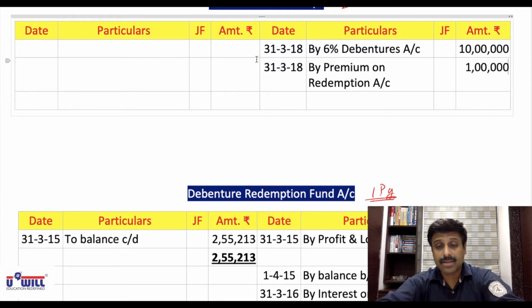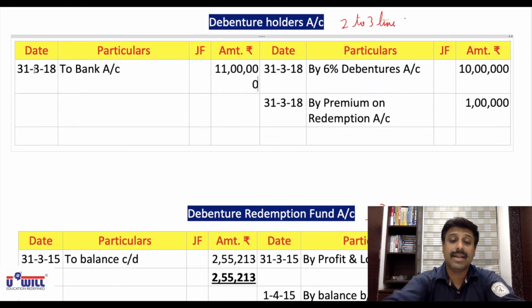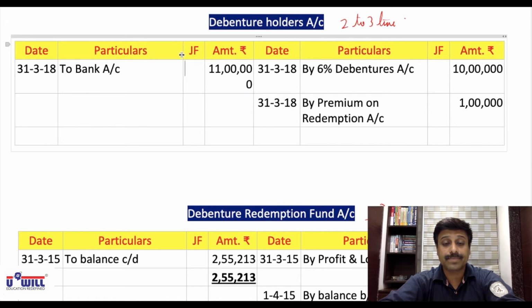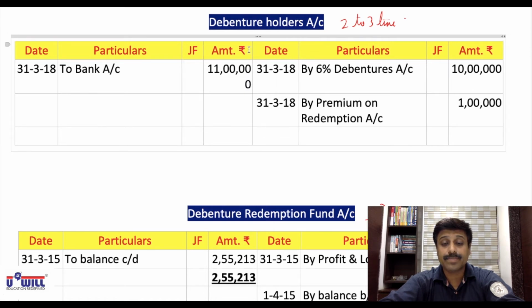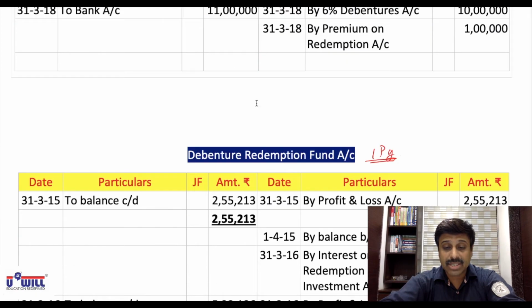Now after that we'll make the payment. So debenture holders to bank. In the debenture holders account, on the debit side, the opposite account is the bank account. We will make them the payment of a total of 11 lakhs. Then payment is done, redemption is done.